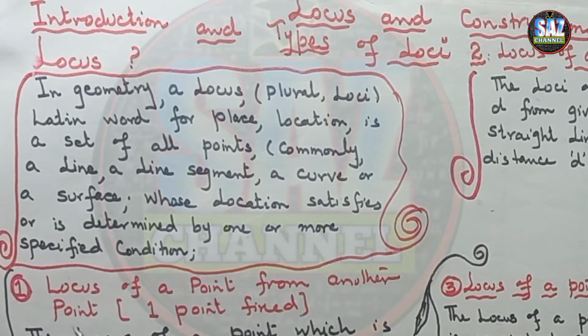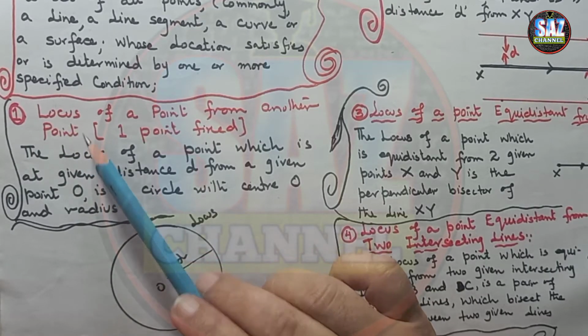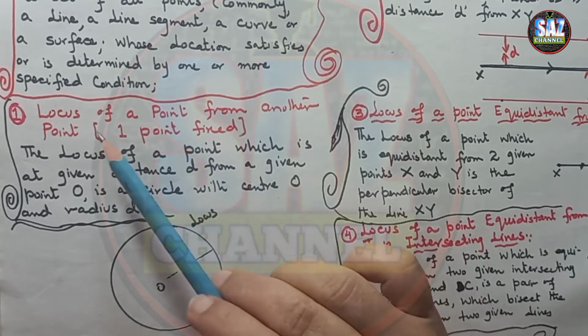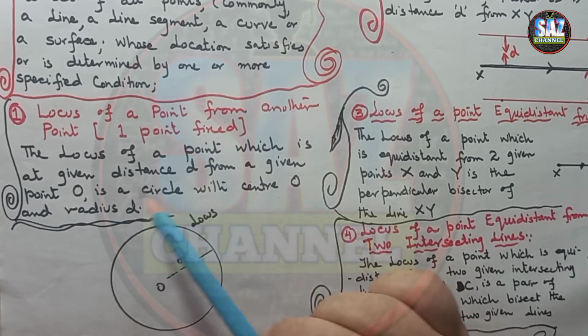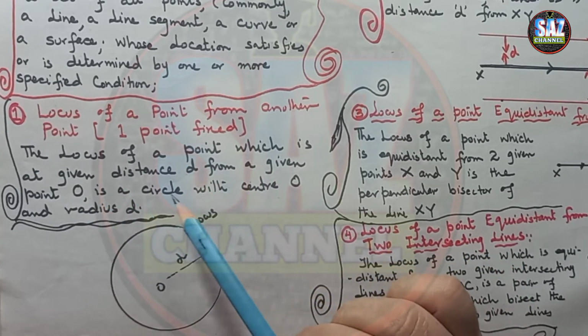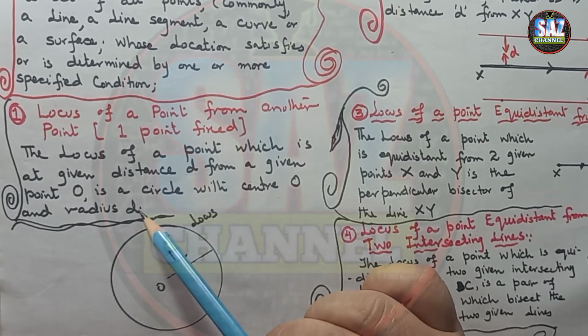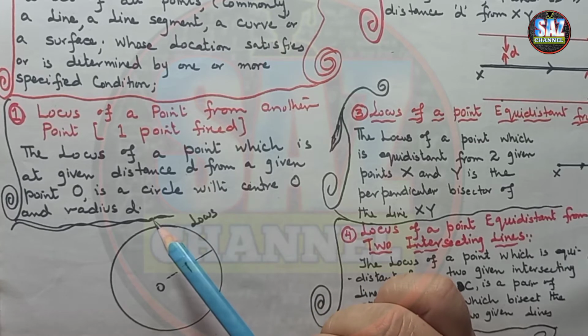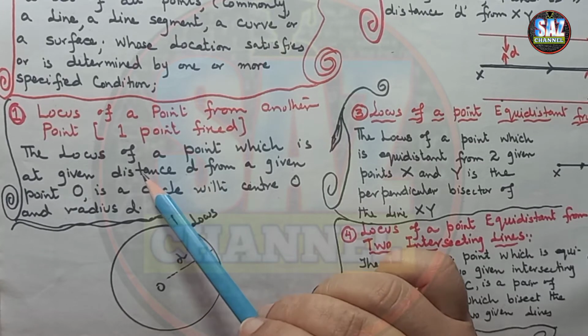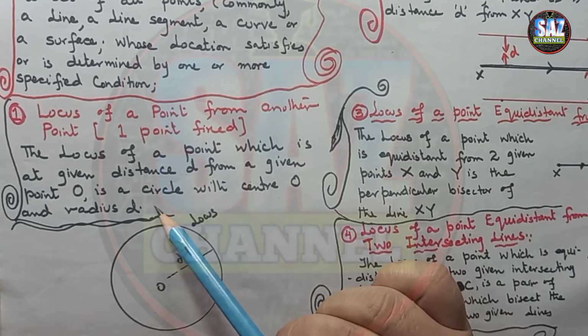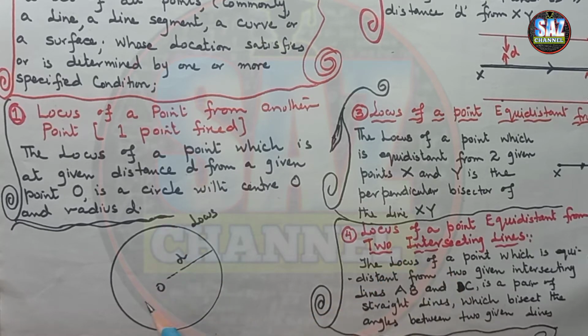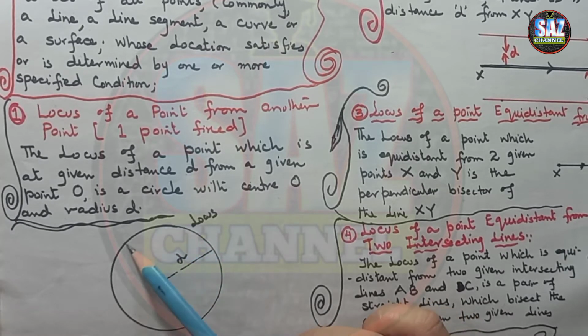The first type of locus is known as the one point fixed locus. The locus of the point which is at a given distance d from a given point O is a circle with center O and radius d. So when the question says construct the locus of the point which is at a given distance d from a given fixed point, we have to draw a circle of that radius. Here I have drawn a circle of radius d centimeters, and this is the movement of the particle, so it is the locus traced by the movement of that particle.